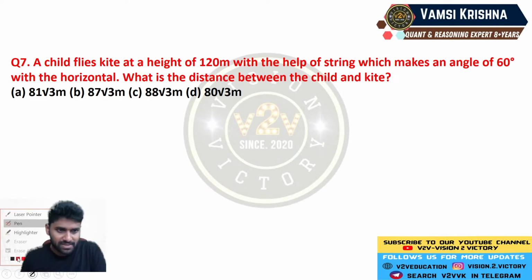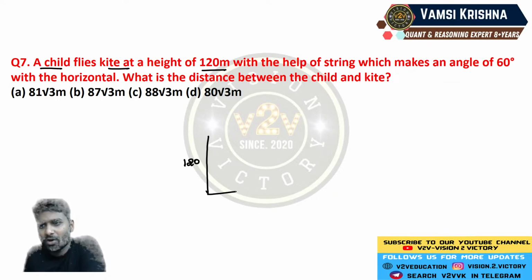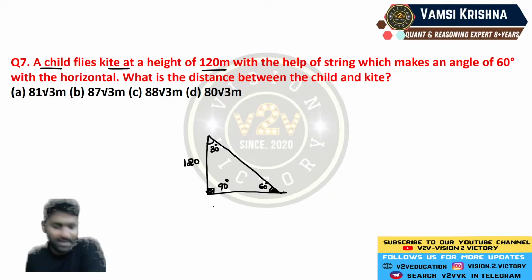See the question number 7. A child flies a kite at a height of 120 meters. Height is given, 120 meters. With the help of a string, which makes an angle of 60 degrees. It makes an angle of 60 degrees. So you already know that. This is the angle of 90 degrees and the sum of interior angles is 180. Then it becomes 30 degrees.